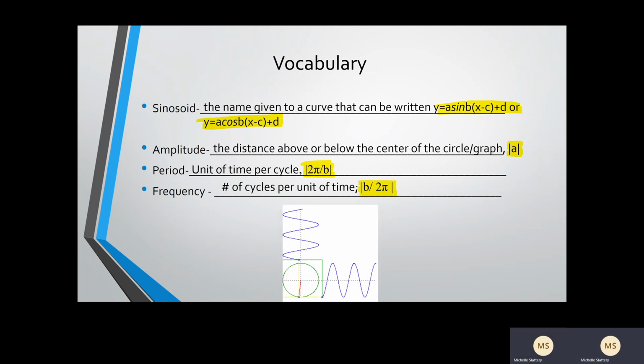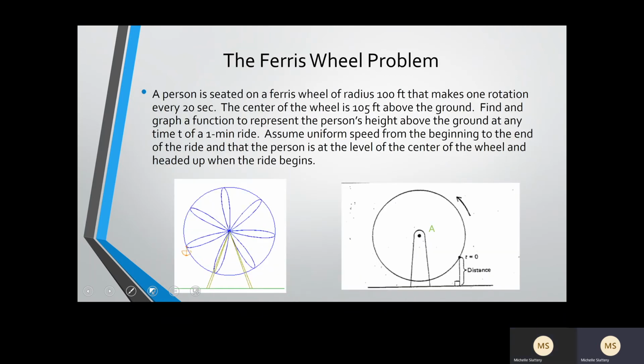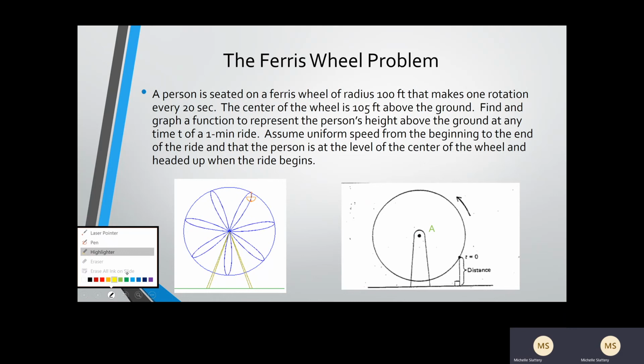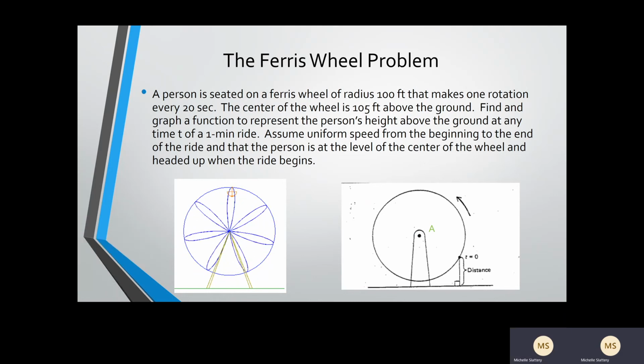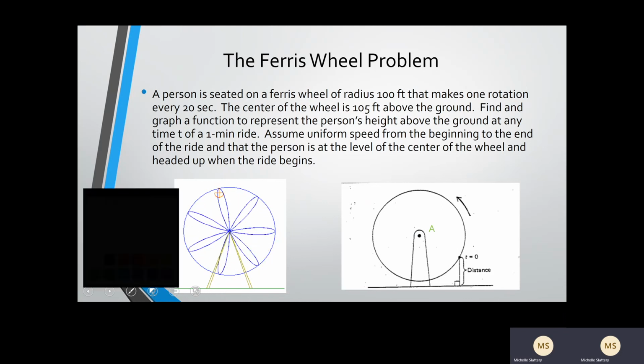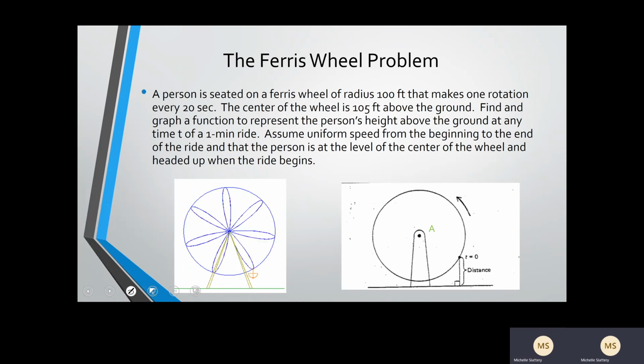All right, so now let's take a look at an example. So here we have the Ferris wheel problem. So thinking about this problem, it tells us we have a person seated on a Ferris wheel, and in this class, we are always going to have a Ferris wheel move in the counterclockwise direction. So counterclockwise for this class.